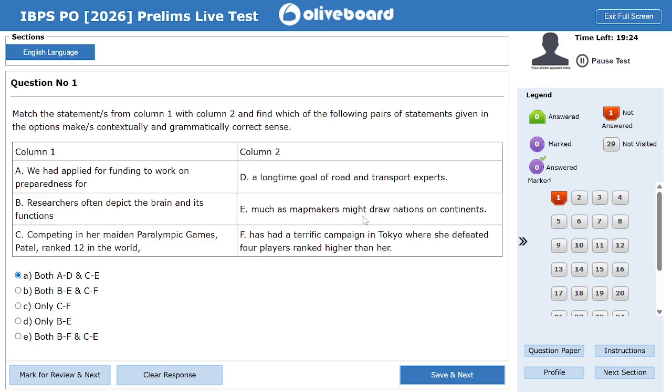mapmakers might view nations on continents. Researchers often depict the brain and its functions much as BE competing in her maiden Paralympics Games, battle ranked 12 in the world, has had a terrific campaign in Tokyo where she defeated yes, BECFO.